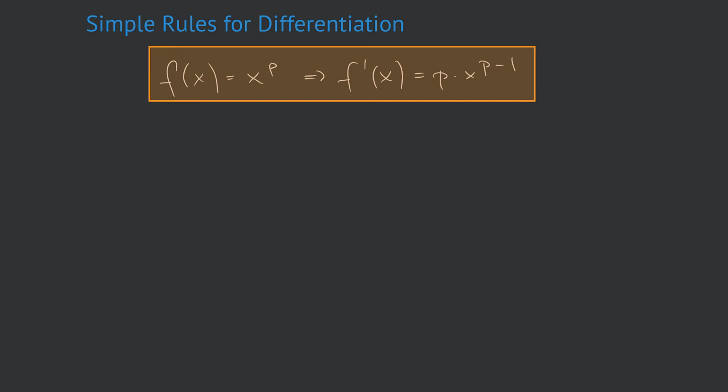Expressed in natural language, that means we take the exponent p, put it in front of x, and reduce the original exponent by 1. So for example, if we have f of x equals x to the power of 100, we have f prime of x equals 100 times x to the power of 99.